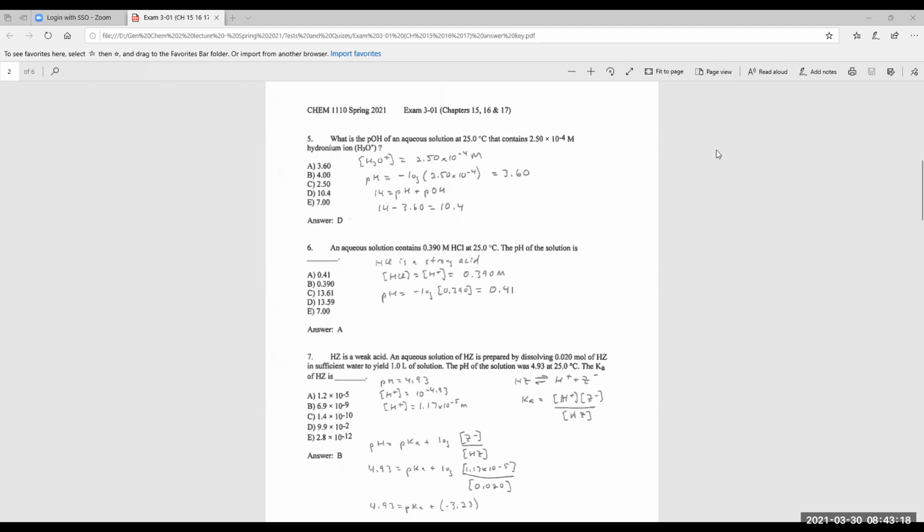In number 6, we have an aqueous solution that contains 0.390 molar HCl. And what is the pH of that? Well, HCl is a strong acid. So the hydrogen ion concentration and the HCl concentration will be the same. So you needed to do minus the log of the 0.390 value, and that will give you a pH of 0.41.